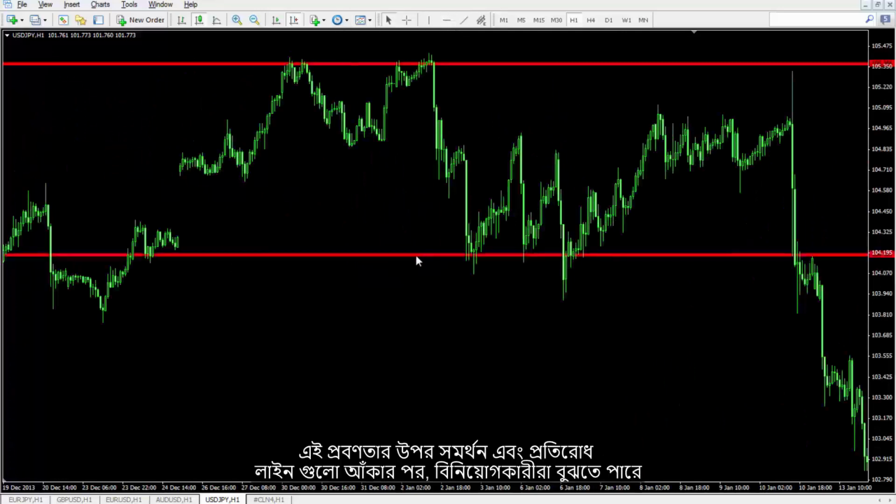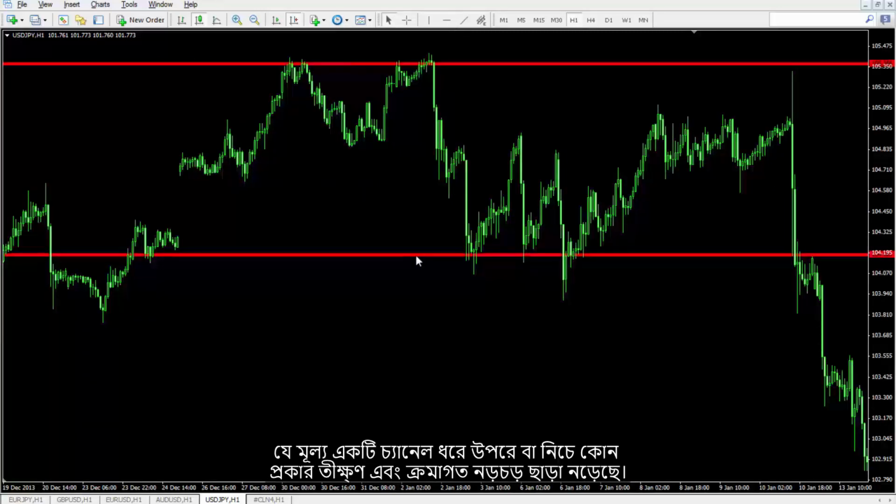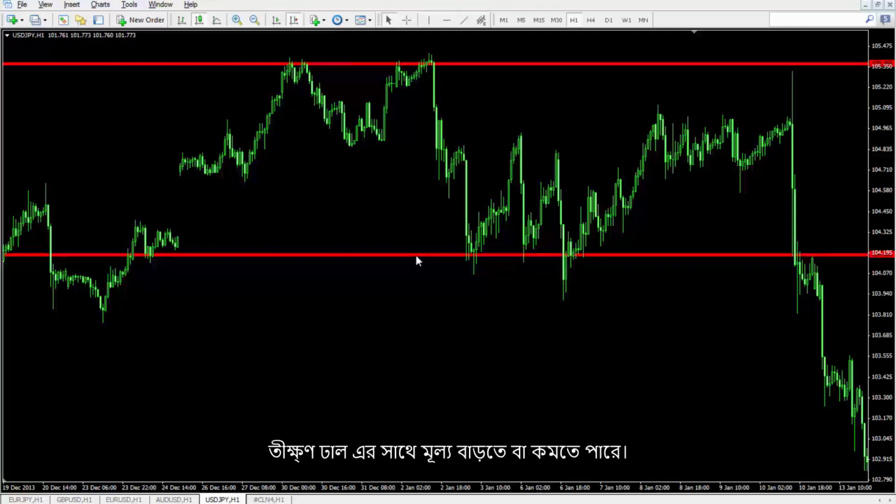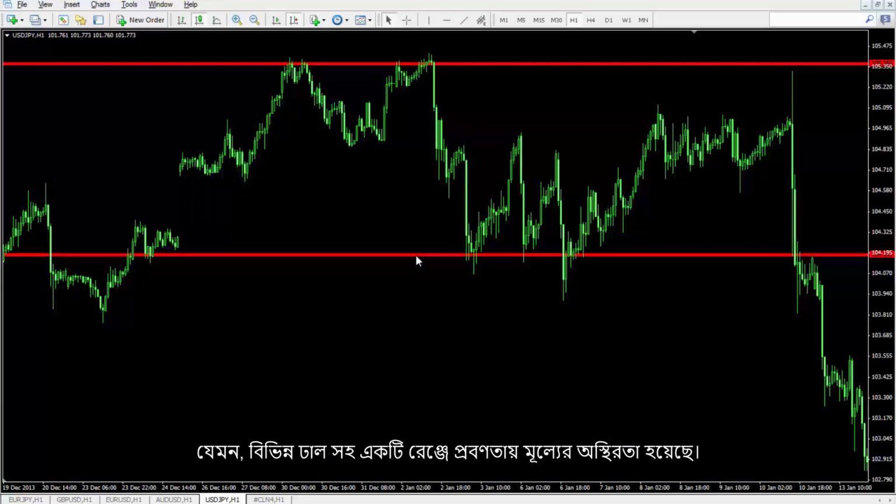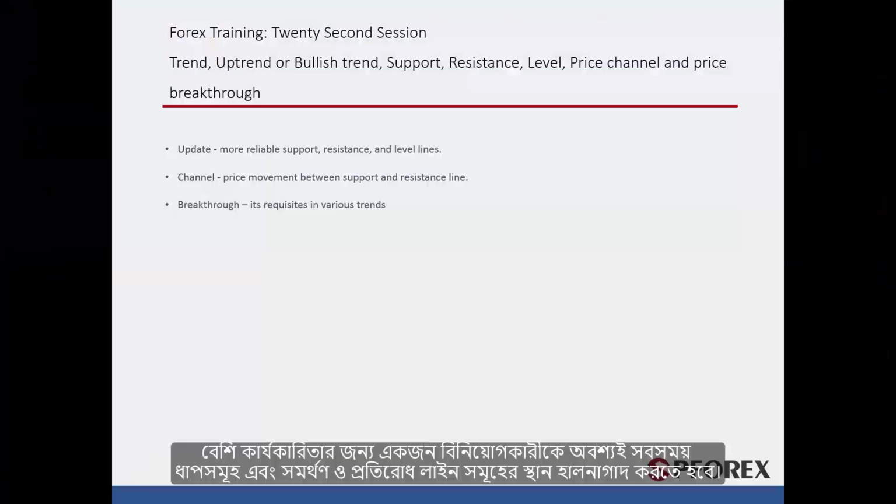After drawing support and resistance lines on this trend, a trader can realize that price has moved in a channel without any sharp and continuous movement up or down. Price may increase and decrease with sharp slopes. For instance, price has fluctuated in a range trend with various slopes. Update. A trader must always update the location of levels and support and resistance lines on charts for higher efficiency.